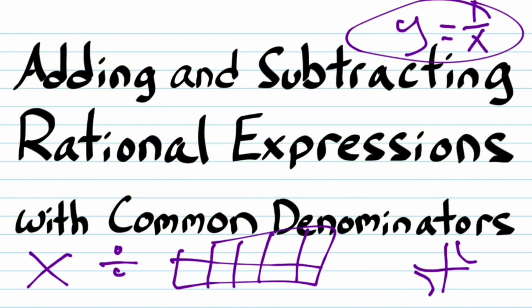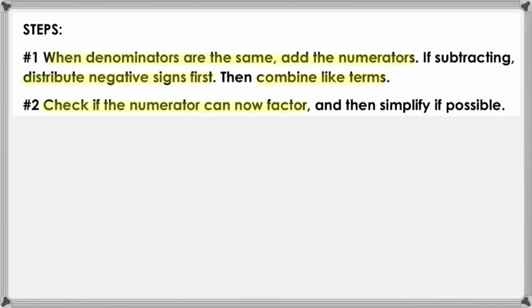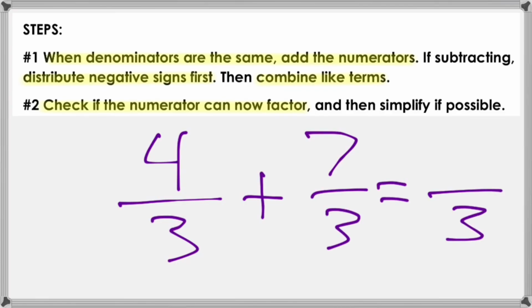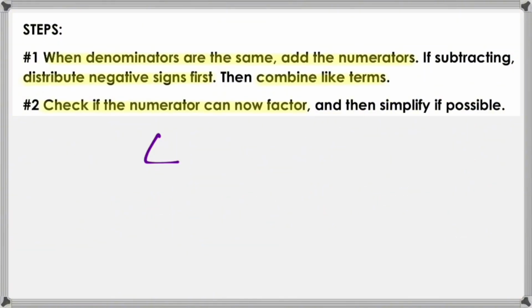And now we are at the end where we will be doing the last operations of adding and subtracting these types of functions. So let's go ahead and jump right in with what you will be needing to do. Pause and write down these steps. When the denominators are the same, you will be adding the numerators together just like normal fractions. If you had something like 4 over 3 plus 7 over 3, keep the denominator the same, and 4 plus 7 is 11. We are doing that same skill. You are just going to have rational expressions this time.